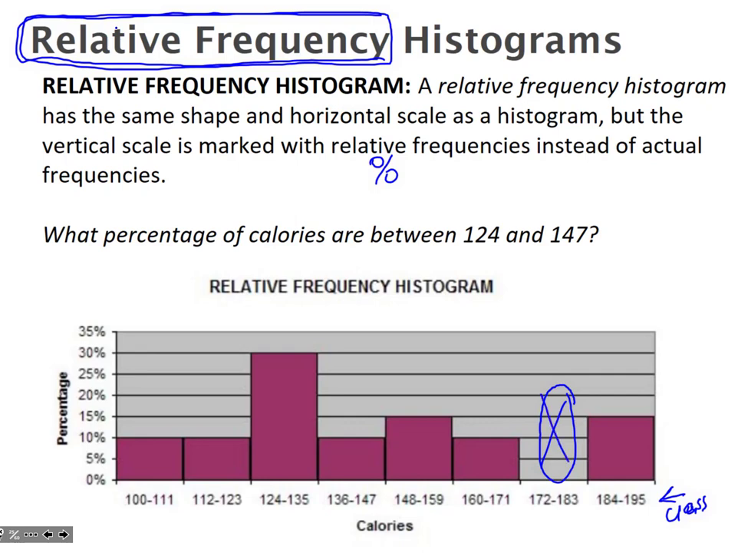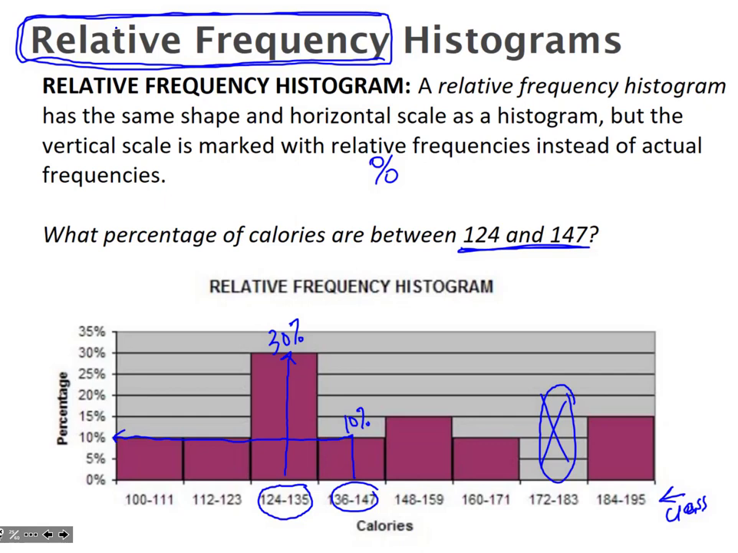Our question on the slide says, what percentage of calories are between 124 and 147? If we look back on the histogram, starting with 124, it only goes up to 135. The height of that bar goes up, and if you look at the left, it tells us it's 30%. And so then we have to also add it to the bar next to it that starts at 136 and goes to 147. Go up to the top of that bar and over to the left-hand axis. We find that it's 10%.